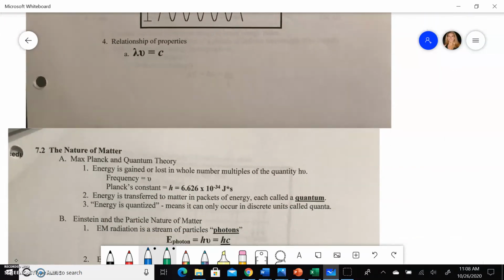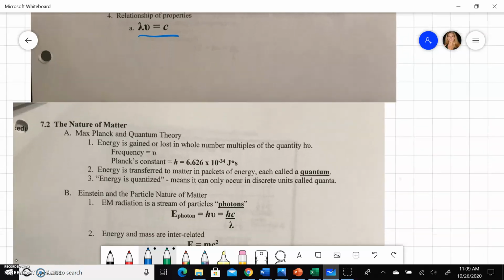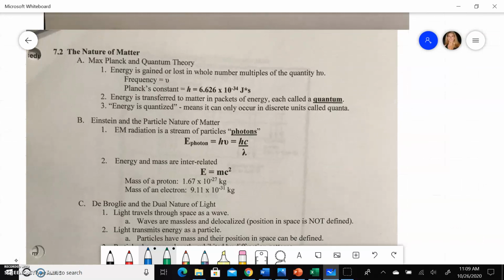All right, so here's some relationships. We have this first equation where wavelength, the upside down y, times the frequency will give you the speed of light. We know what the speed of light is, so if they ever give you wavelength or frequency, you can just plug it in here and get the other one. Again, just watch those units and make sure the units are canceling out.